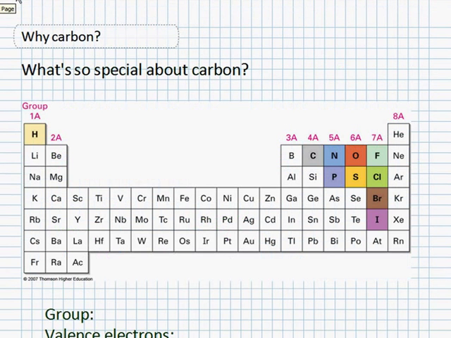So what's so special about carbon? Let's take a look at our periodic table here. Highlighted on this table are pretty much the only elements that we'll be dealing with in organic chemistry. So hydrogen, carbon, nitrogen, oxygen, fluorine, most of them from the right-hand side of the first row. Then phosphorus, sulfur, chlorine, bromine, and iodine. That's about it. We're not going to talk a whole lot about transition metals.